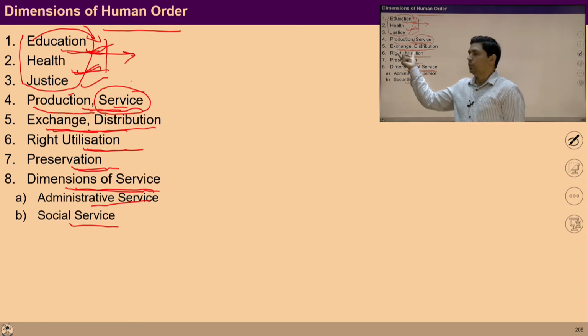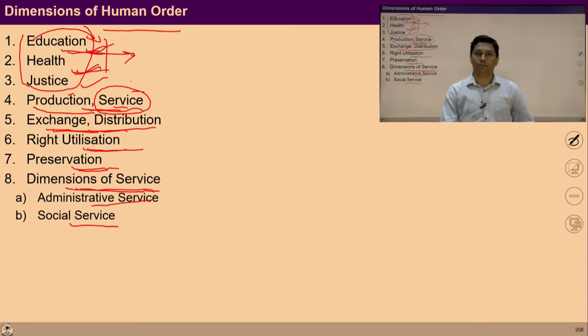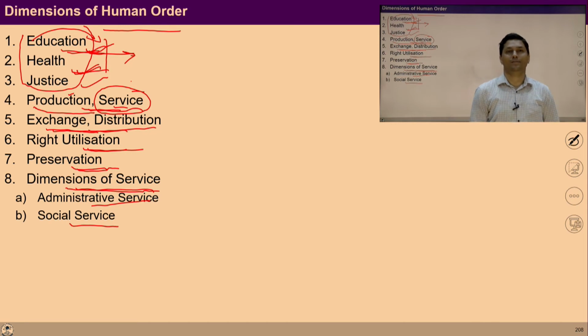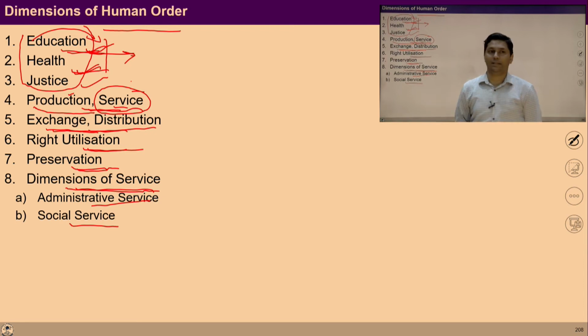Many things are required to run a life, and all those required things we cannot produce at the level of the individual. Production can be done at the level of family, at the level of society. So what I produce can be exchanged with others. In this manner, the dimension of exchange plays a very important role to ensure this human order.